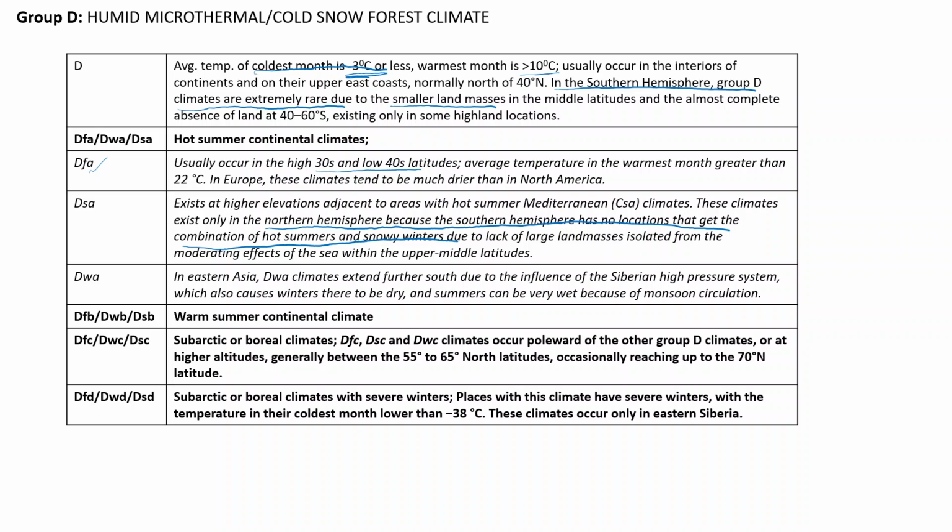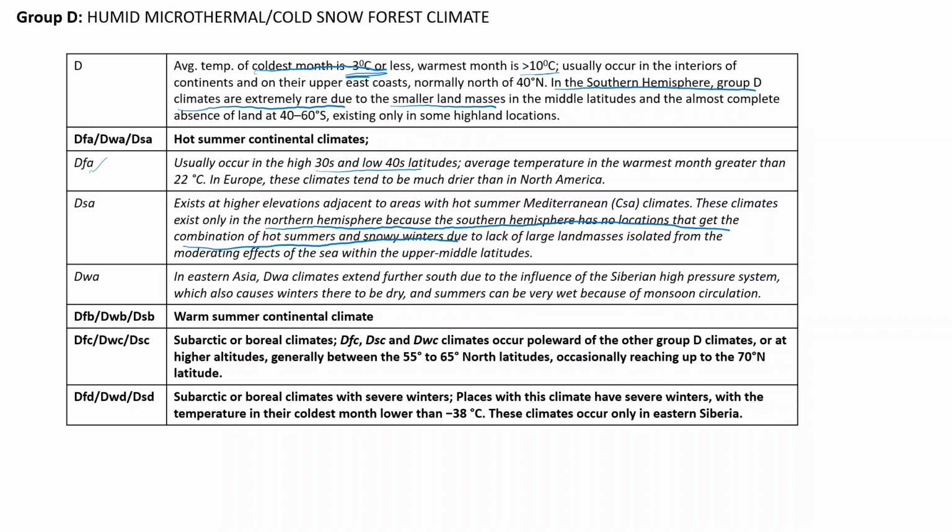Next is DFB, DWB, and DSB. So it is DF and B. B stands for the warm summers. So these are normally continental type of climates which have warm summers. DFC, DWC, and DSC. So it is subarctic or boreal climates. Means we are now close to the North Pole.